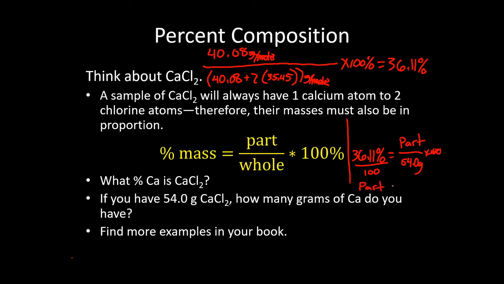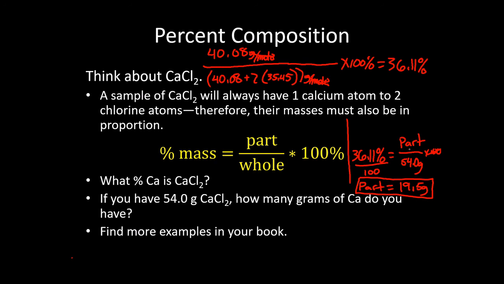That will give us the part, which is the mass of the calcium, is 19 point, let's see, I only get 3 sig figs, so 19.5 grams. And if we kind of think about that answer, it should make sense. And it does make sense, because we have roughly a third of the mass is due to calcium, and 19.5 grams seems to me like it's roughly a third of 54. So that makes sense to me.